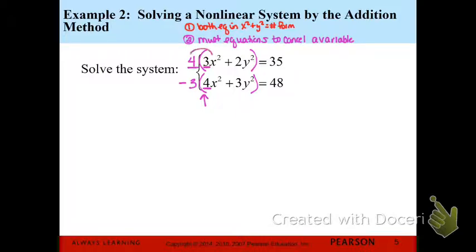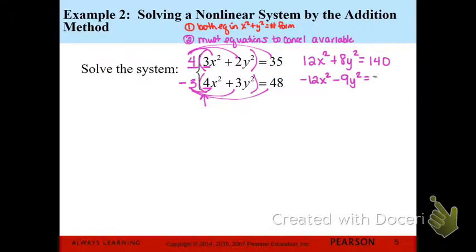All right, so let's multiply this through. So multiply the 4 through. What is that? 12x squared plus 8y squared equals 140? Yes. And multiply the negative 3 through that one. So negative 12x squared minus 9y squared equals negative 144.